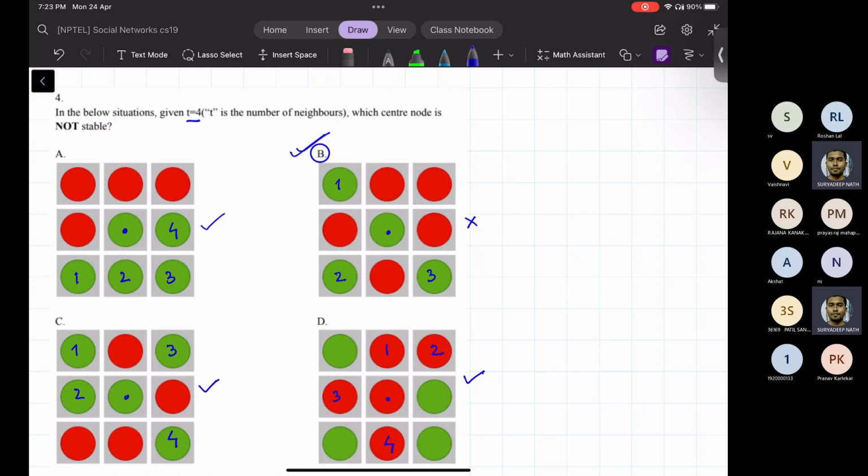So here, let's say option A, you have one green node at the center and T is equal to 4. It means we have to find at least 4 neighbors of the same color. Then this center node is stable. As I think, part A according to me must not be stable. Why?